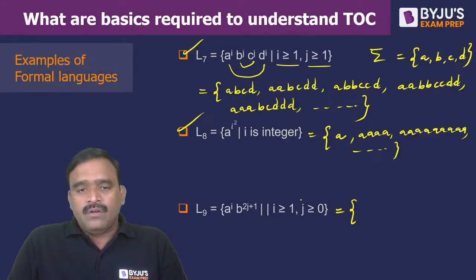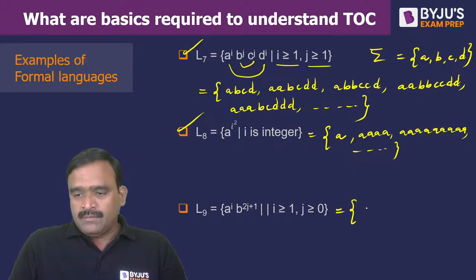Okay, so now, A power I, B power 2J plus 1. Hi Akhil Gaud, the smallest string is not A. I'm sorry, because I value starts with 1, and J value 0 means 2J plus 1 is 2 into 0 plus 1, so one B will come. AB is the minimum string.